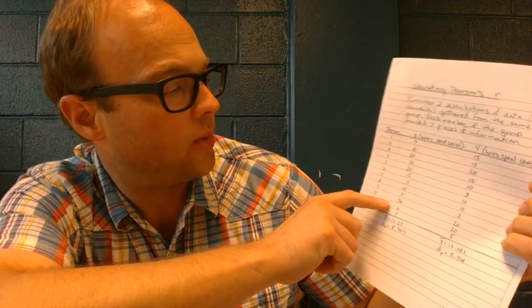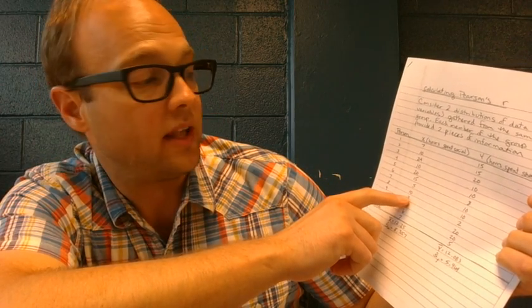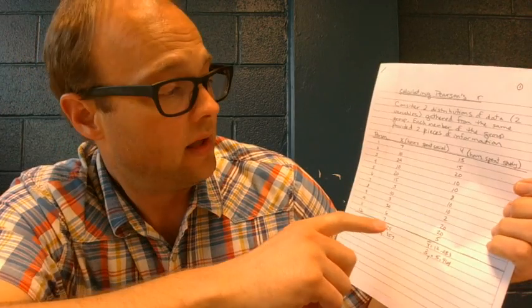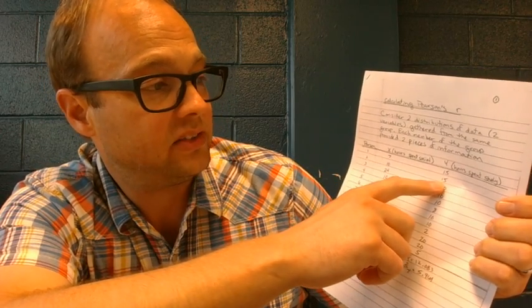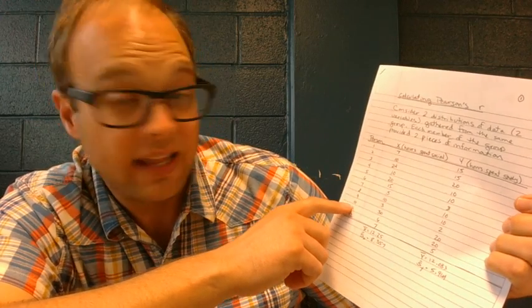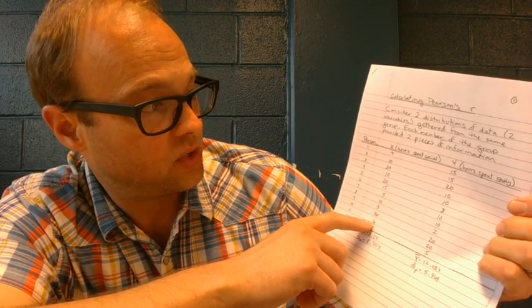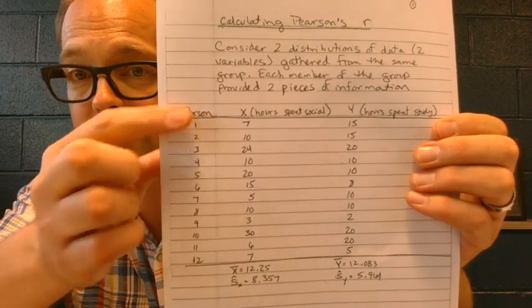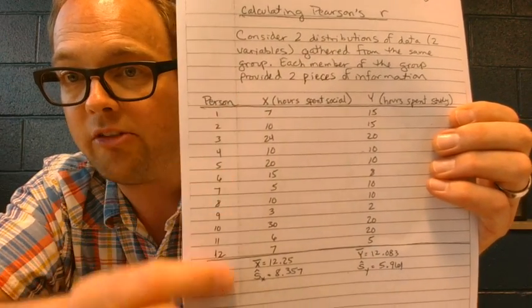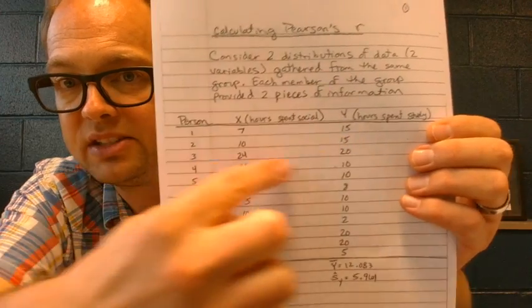So for example, just to make sure we're tracking correctly, go down to person number 9. Person number 9 reported to us that they spend 3 hours socializing and they spend 2 hours studying. That's not a lot of socializing or a lot of studying. Person number 2 reported socializing for 10 hours and studying for 15 hours. Person number 11 reported socializing for 6 hours and studying for 20 hours. That's a lot of studying in a week. So what I want you to really glean from this handout is that we've got 12 people, and each of those 12 people provided us with two pieces of information.